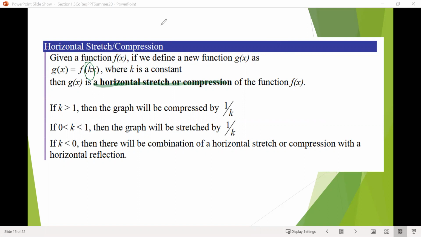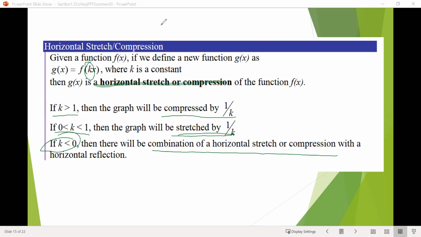So notice here when k is greater than 1, so even though it's a number bigger than 1, it actually compresses the graph. If the value of k is between 0 and 1, so a small number, it actually stretches the graph horizontally. And then just like with the vertical stretches or compressions, if the value of k is less than 0, you're going to have some sort of a combination of a horizontal stretch or compression.